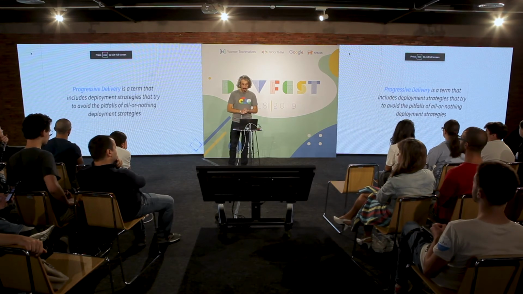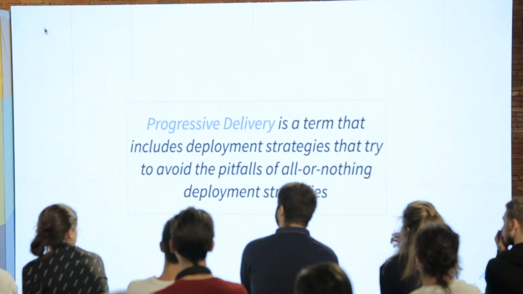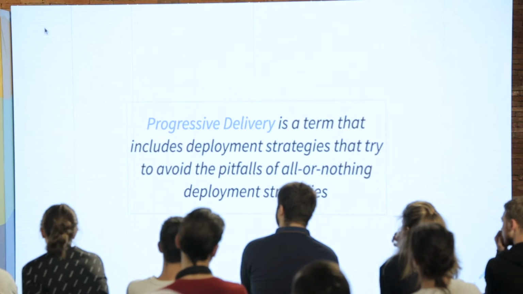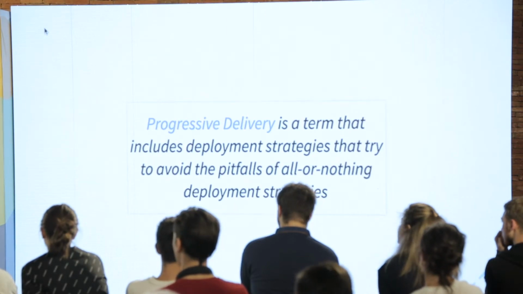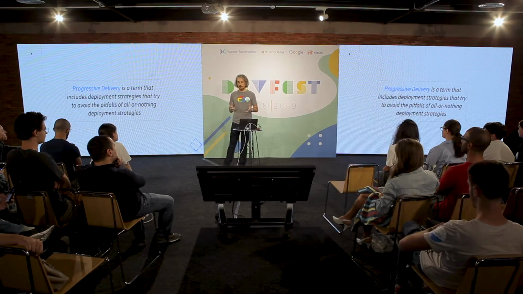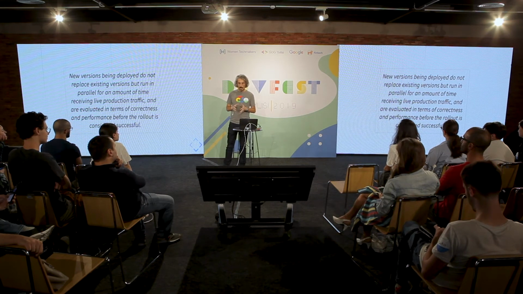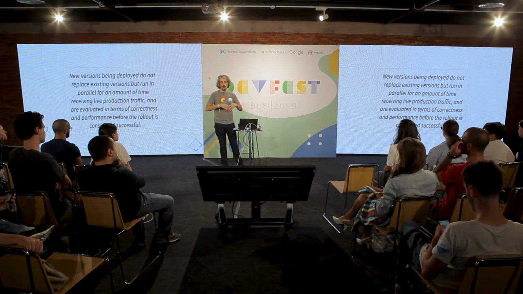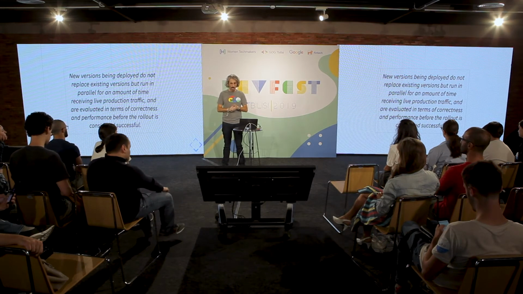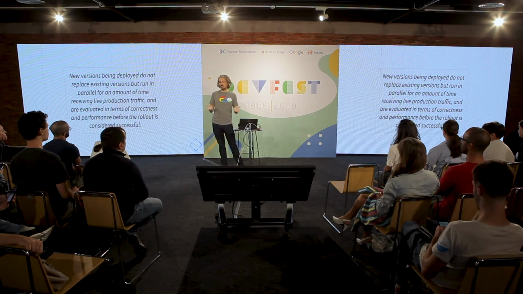So progressive delivery. This is a new term that includes some deployment strategies that try to avoid these problems when you deploy something to everybody. So this is trying to challenge that and make it better. Instead of deploying to everybody, you have these two versions, or more than two versions, running in parallel for a period of time. And you constantly monitor what the new version's metrics are.